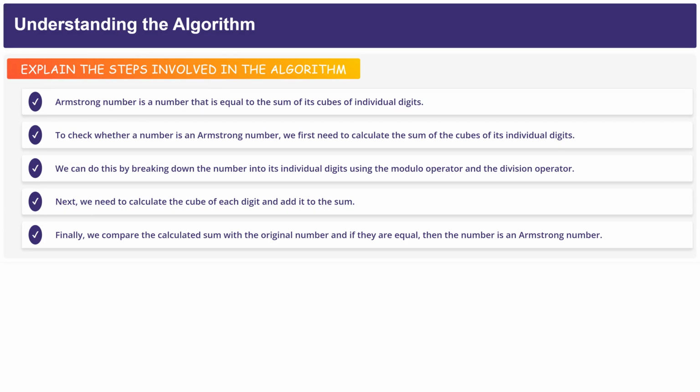To check whether a number is an Armstrong number, we follow these steps. First, we break down the number into its individual digits using the modulo operator and the division operator. Then, we calculate the cube of each digit and add it to the sum. Finally, we compare the calculated sum with the original number. If they are equal, then the number is an Armstrong number.